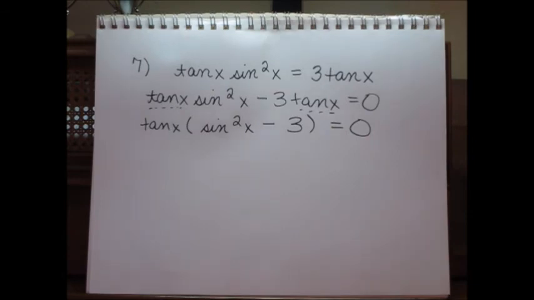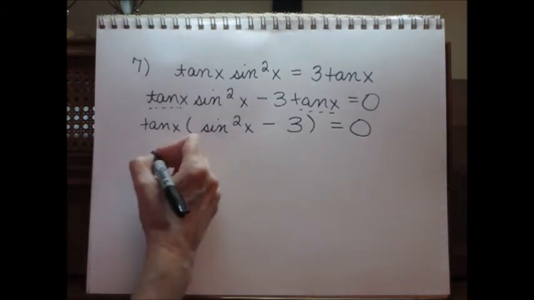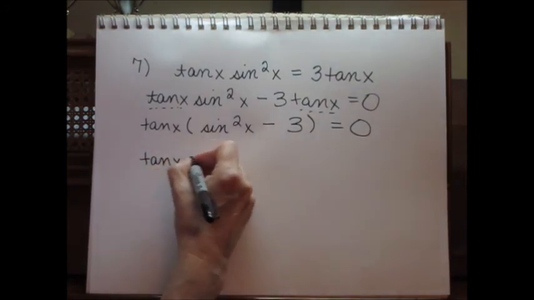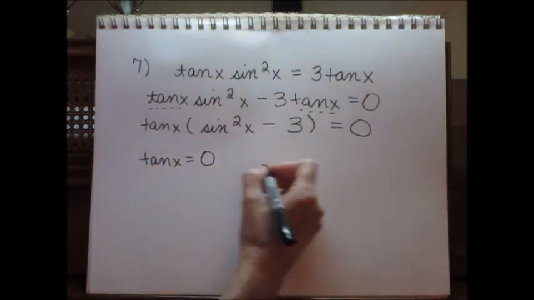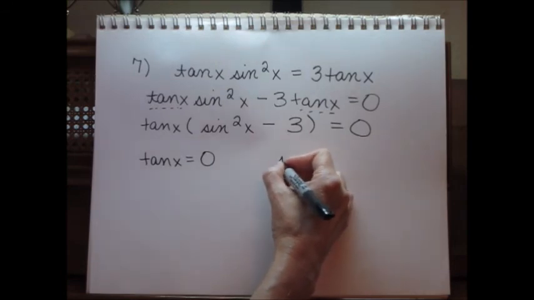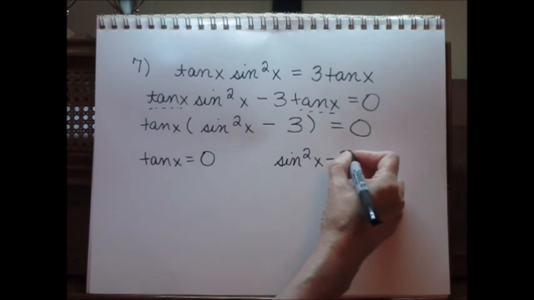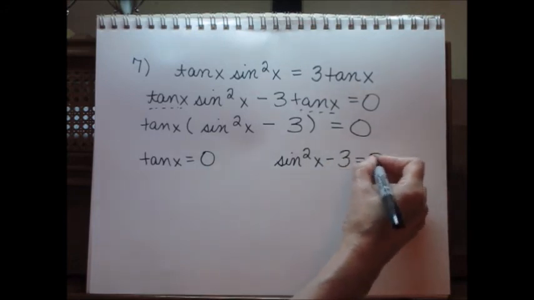Let's set each factor equal to 0. My first factor is tangent x. Set it to 0. My other factor is sine squared of x minus 3. And we'll set that one to 0 as well.